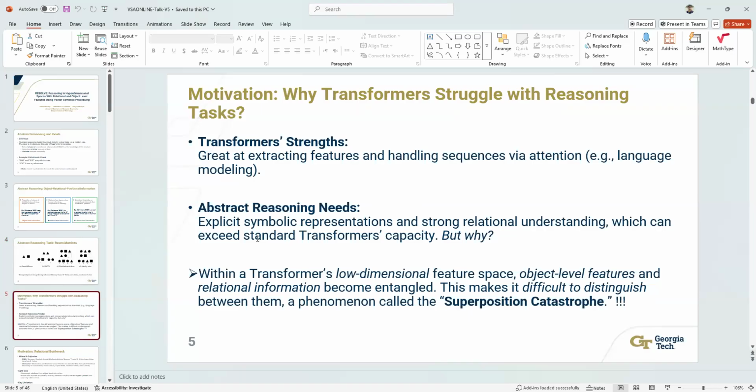Okay, so the broad thing right now, everyone's looking at transformers. Transformers are the be-all and end-all of all AI. The big companies have invested so much money into transformers, all the chatbots, everything, they're running off of transformers. So these are great at extracting features and handling sequences through attention. But transformers have a problem.